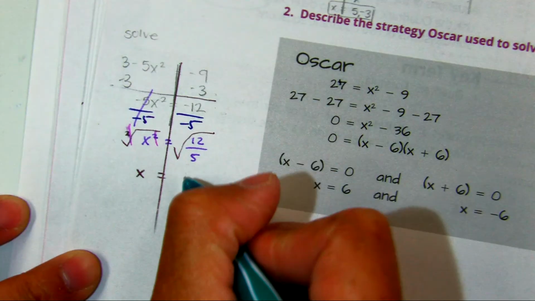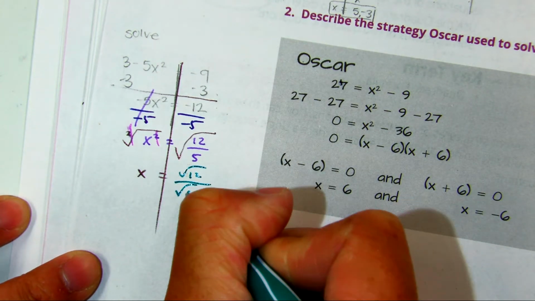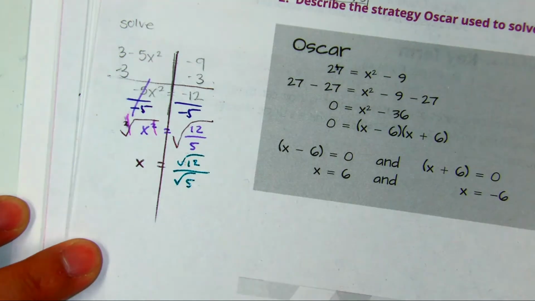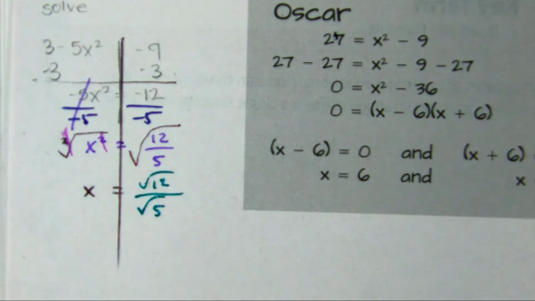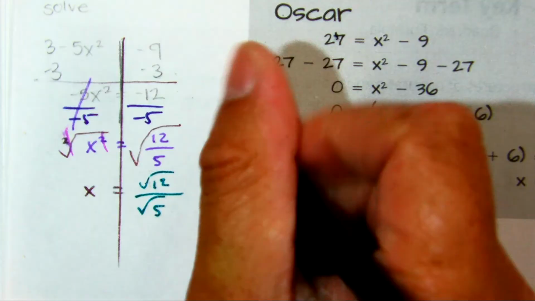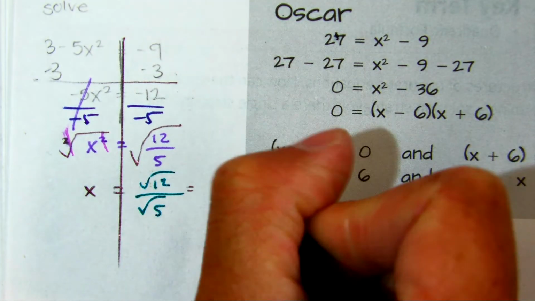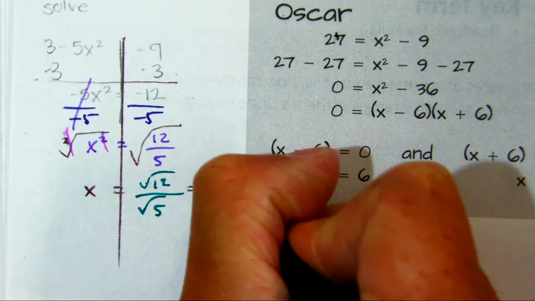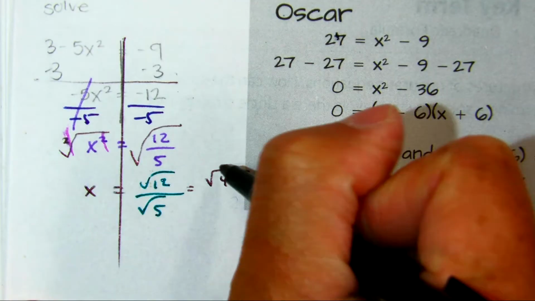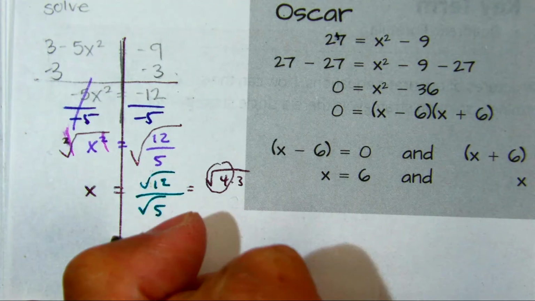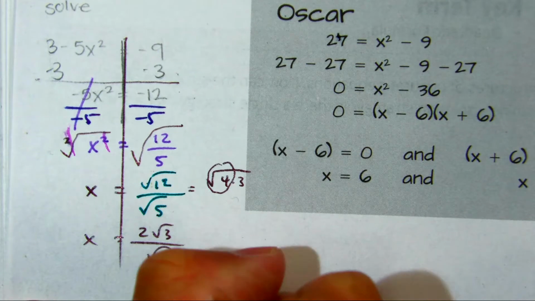So I'm going to have radical 12 over radical 5. I'm going to show you guys how to simplify radicals. The square root of 12 is the square root of 4 times 3. In class, what's the square root of 4? 2. So I have 2 radical 3 over radical 5.